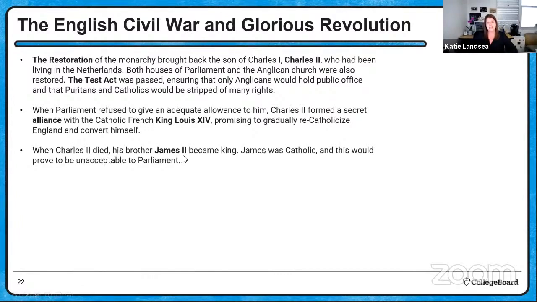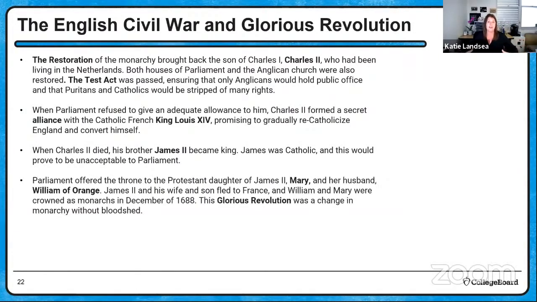When he died, James II, his brother, becomes the king, and James is Catholic. And this is just not going to work for Parliament. This is going to prove to be unacceptable. It becomes really unacceptable when James II has a son who's going to be raised Catholic.